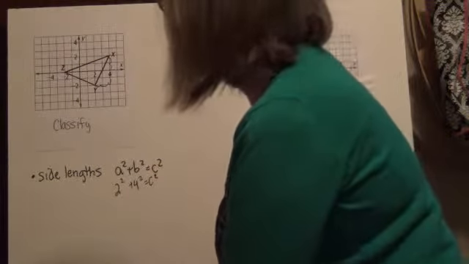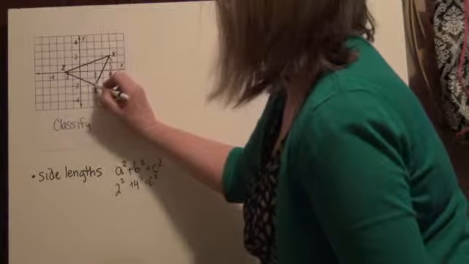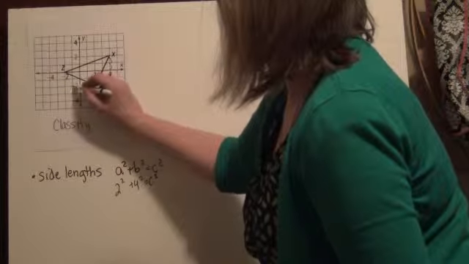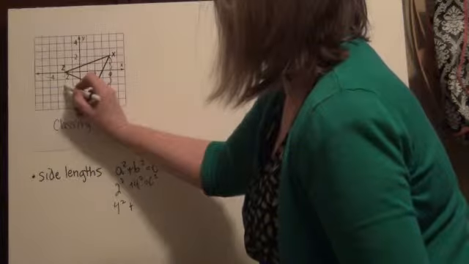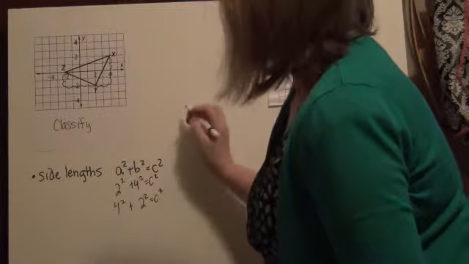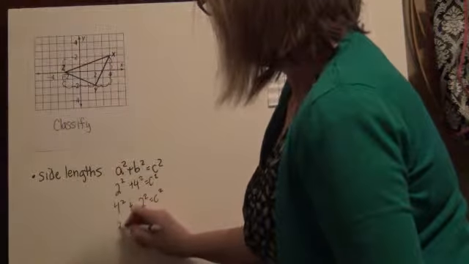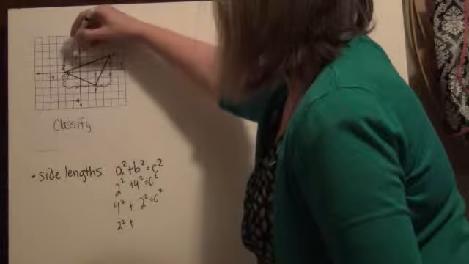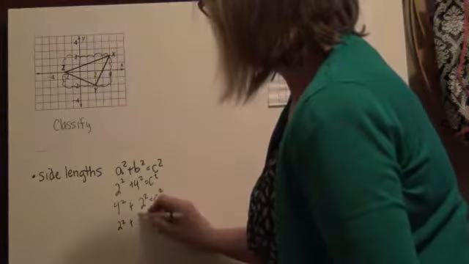Okay, so for that first side I have 2 squared plus 4 squared equals c squared. Now I'm going to come over to another side, and it goes over 1, 2, 3, 4, and it goes up 1, 2. For the last side, it goes up 1, 2, and it goes over 1, 2, 3, 4, 5, 6.